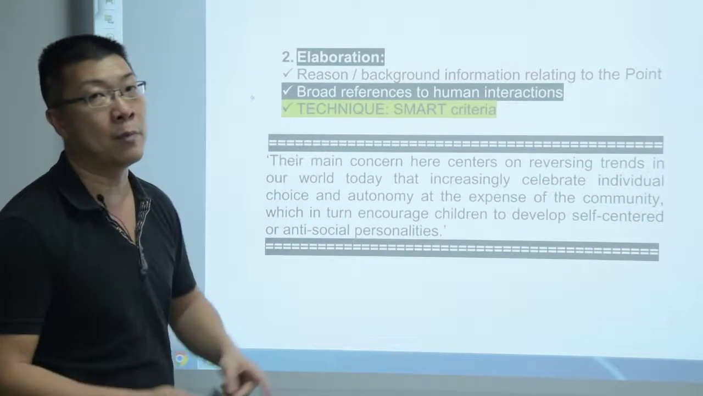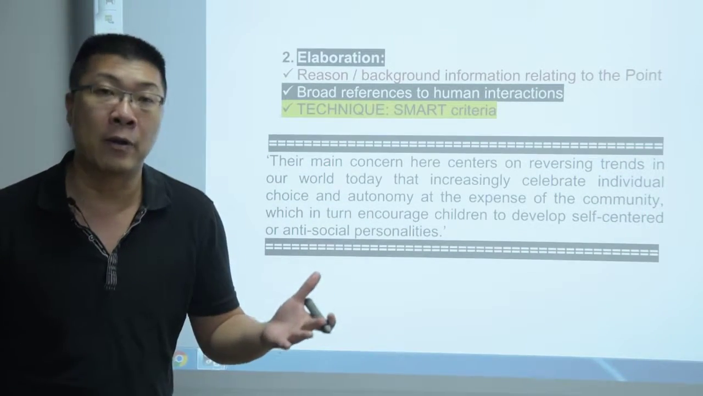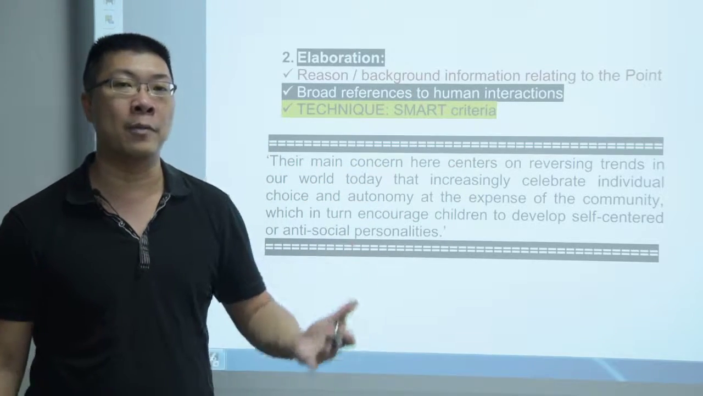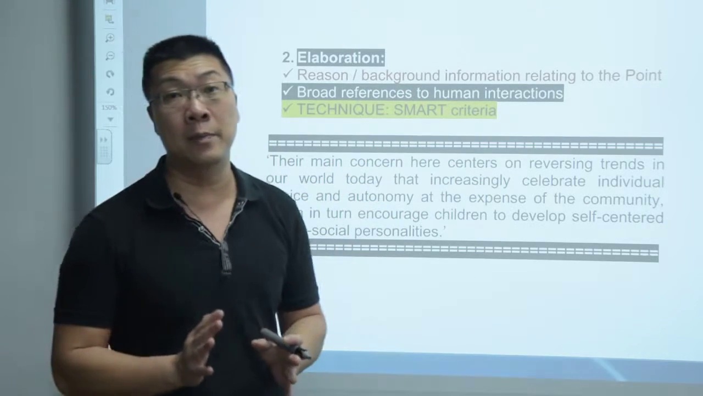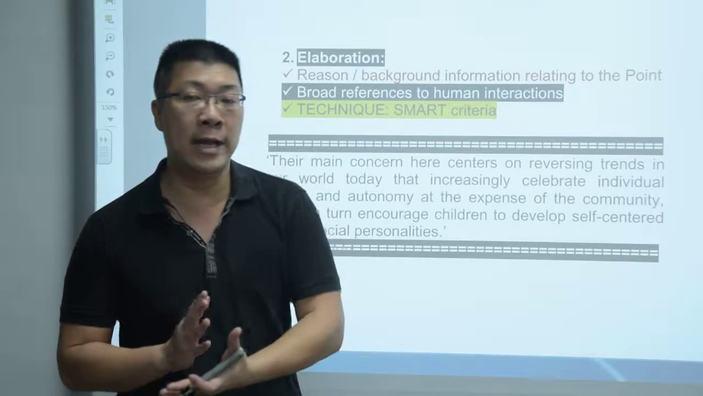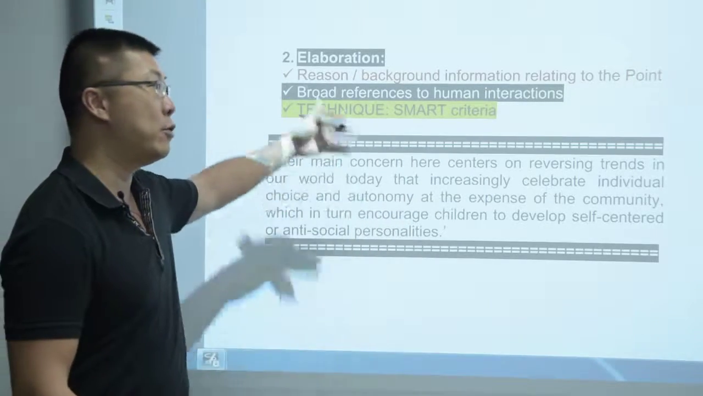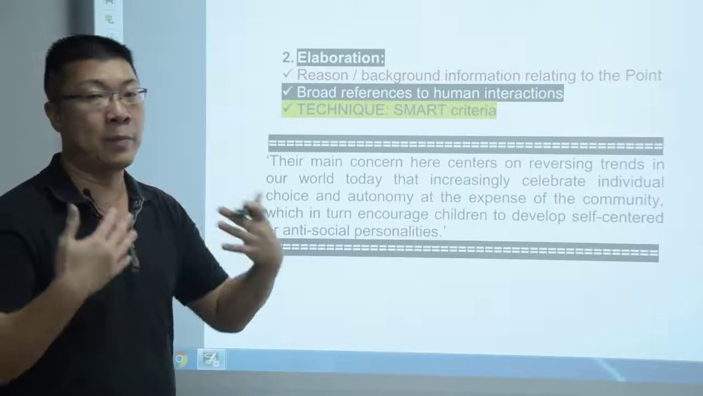So the elaboration component of the topic sentence, of the paragraph, centers around the reason and background information relating to the point, what went on before. So in a sense, most of the time, the topic sentence or the point relates to issues in the present tense, but when you're writing the elaboration component, there could be some reference to what's happened before that, right?